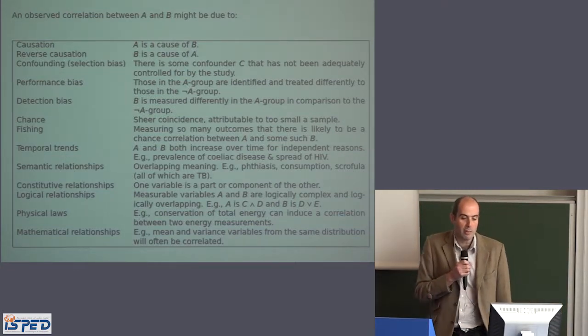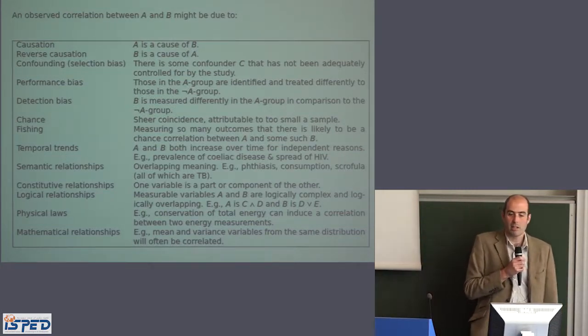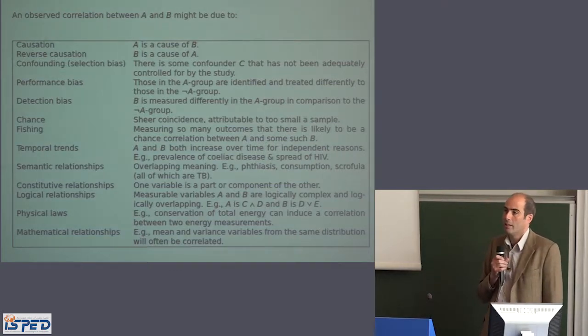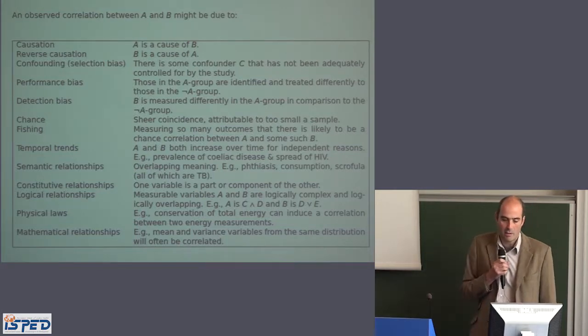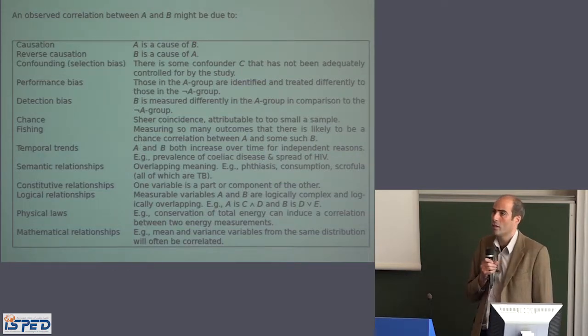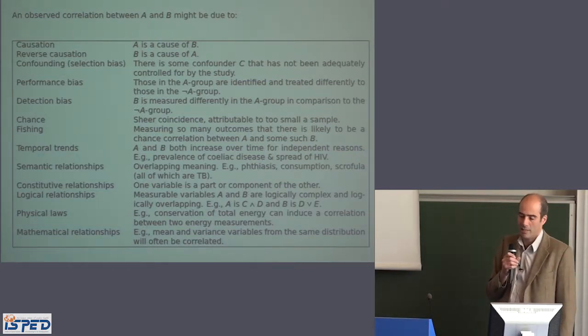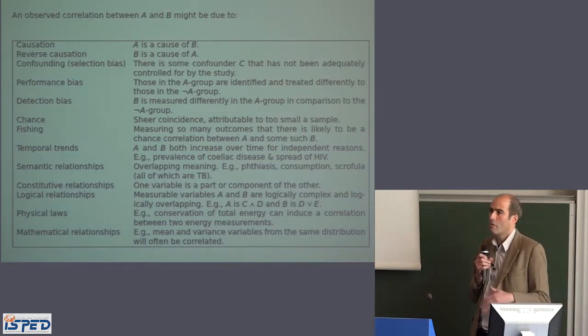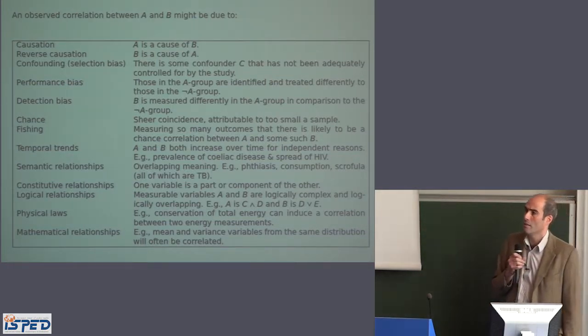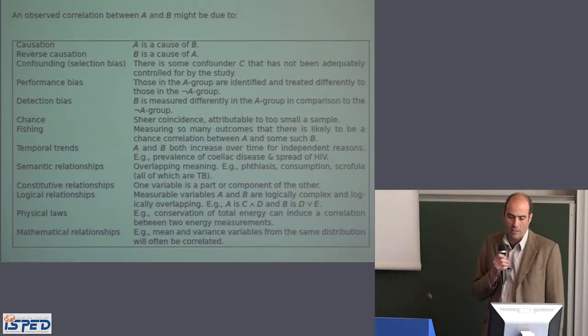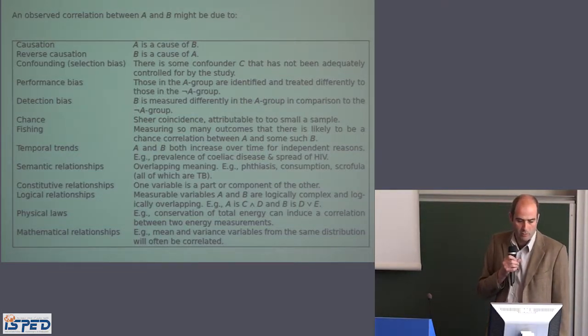So you measure so many outcomes that there's likely to be a correlation between your variable of interest A and some outcome that you're measuring. Temporal trends: the variables might both increase over time for independent reasons, and the correlation between the two may be attributable to that independent increase over time rather than any causal connection between the two.